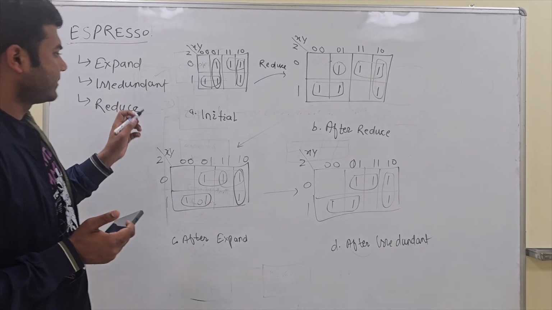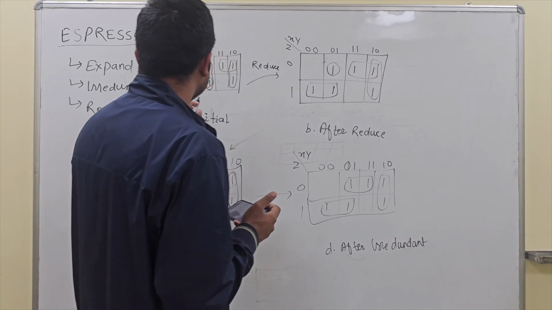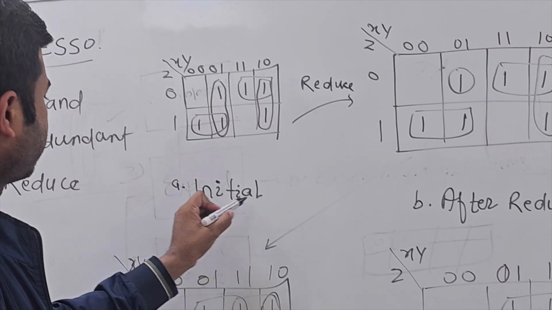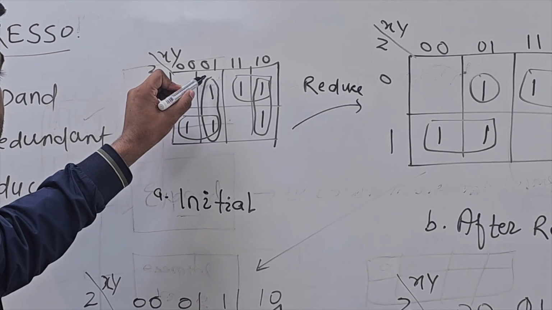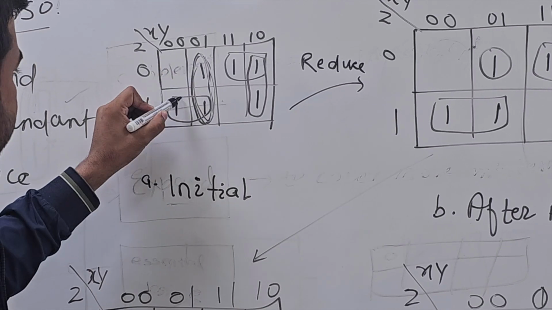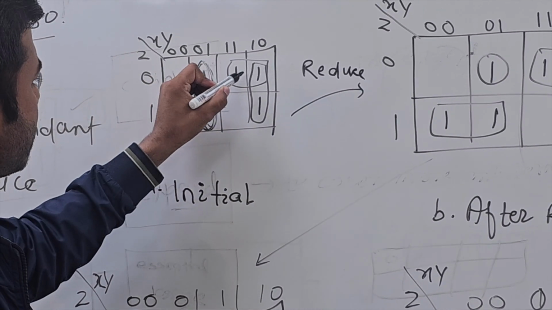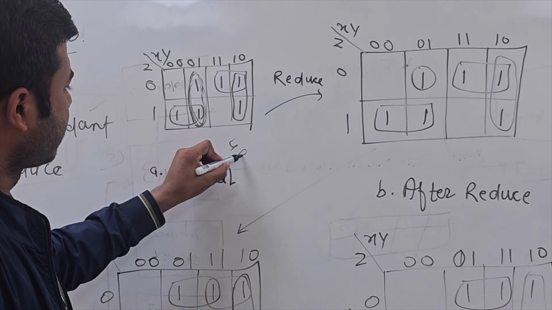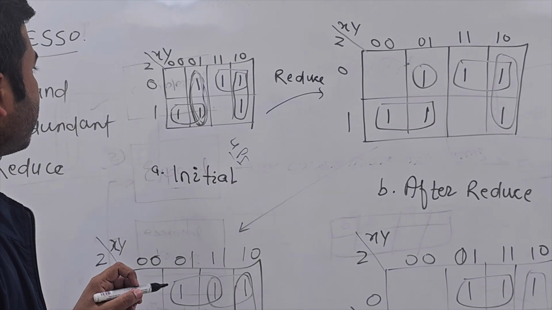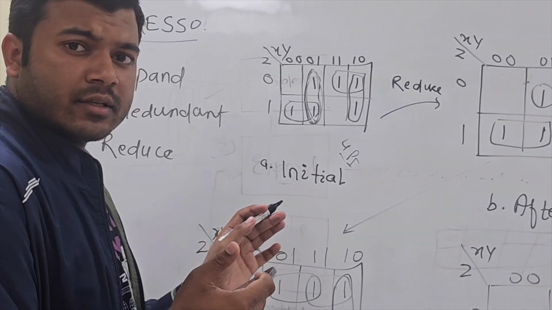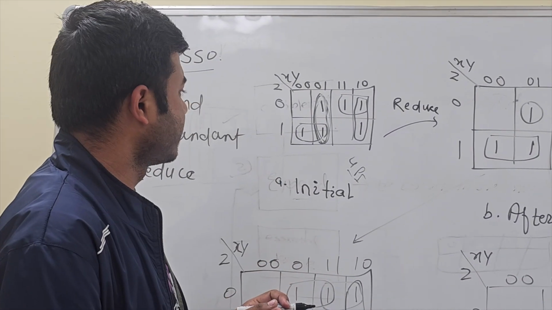Now, here is the first step, that is initial. Just take an example of an equation in the first step, initial. Here we just combine terms as a prime implicant. This is one possible, this is the second possible, this is the third possible, this is the fourth possible. Here 4 prime implicants can be made, but this is not a minimized equation.